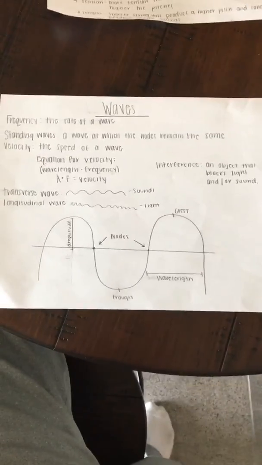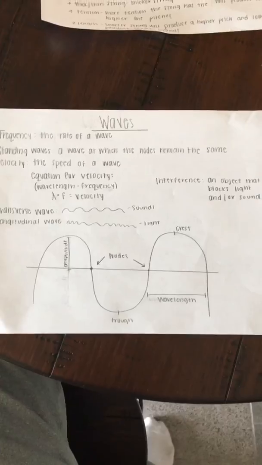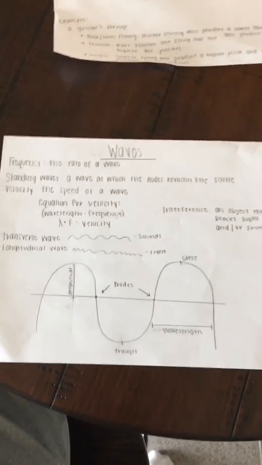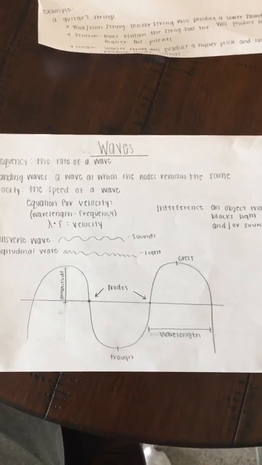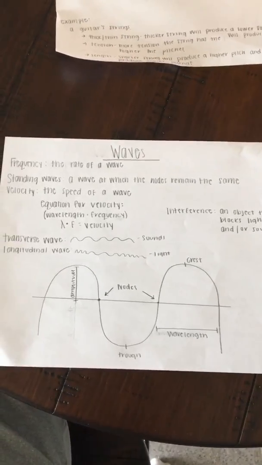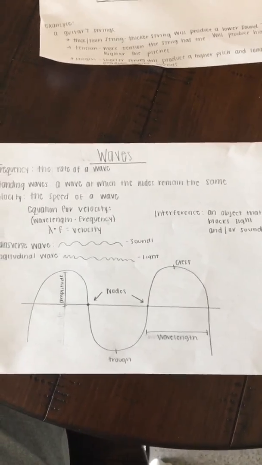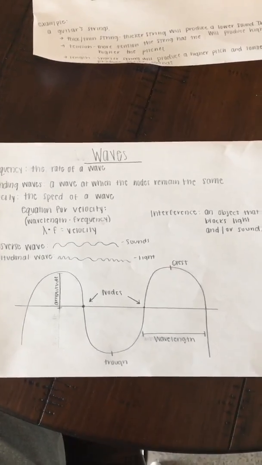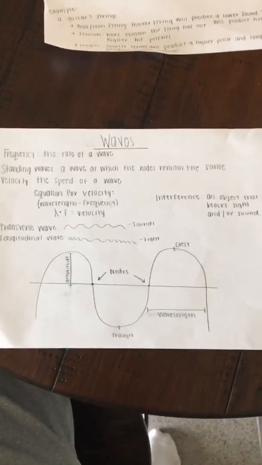Okay, so now we are going to be talking about waves. The rate of a wave is called the frequency of the wave, and a wave in which the nodes remain the same is a standing wave. Basically, the velocity or speed of a wave is the wavelength times the frequency, and that's how you can find the velocity of the wave.